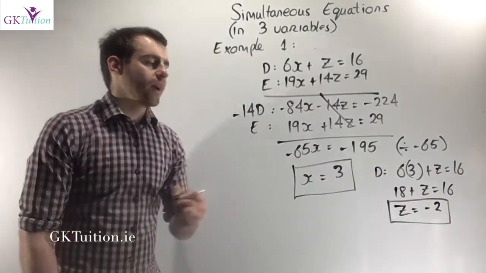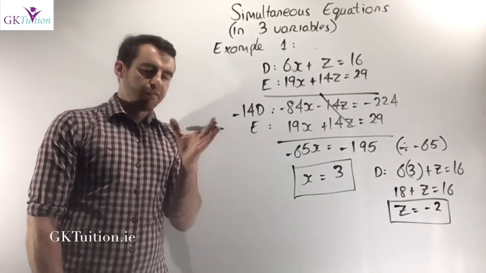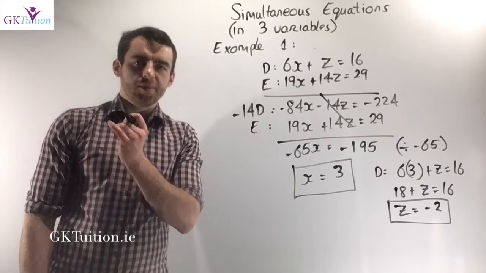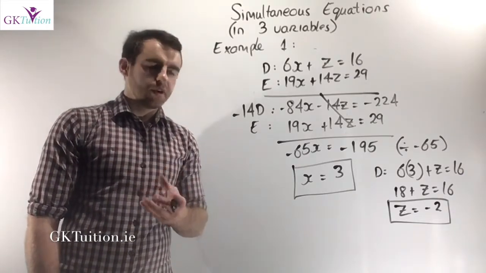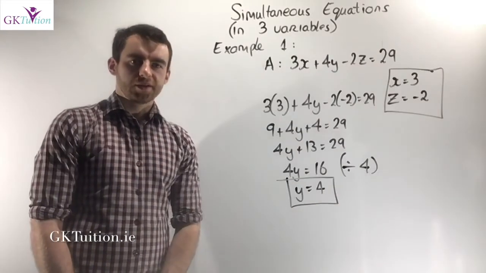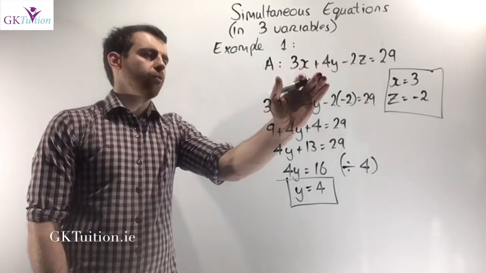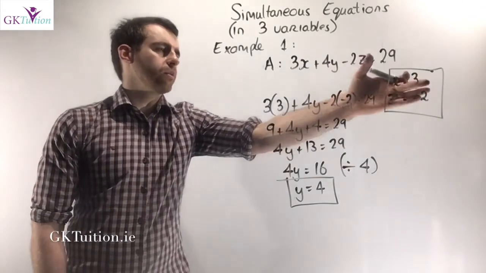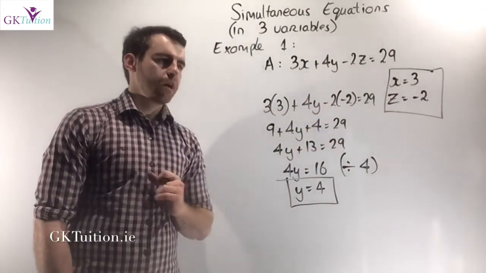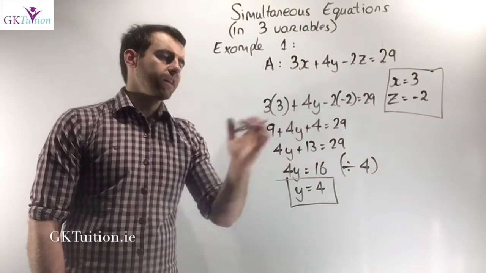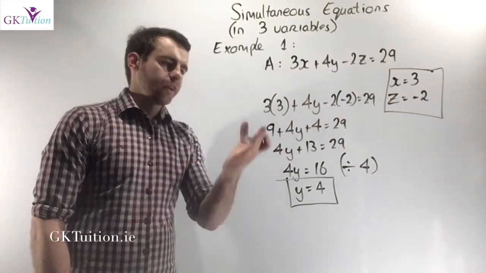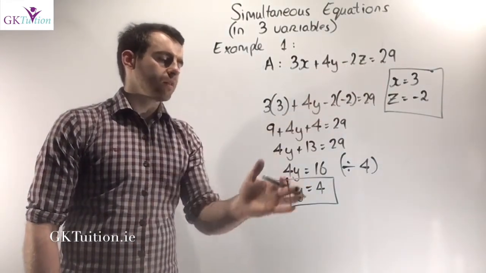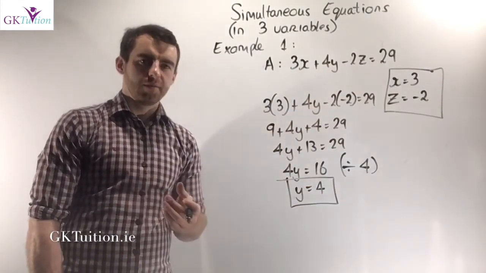So I now have a value for x and a value for z. Once I have a value for x and a value for z, I'm going to look back to either equation A, B, or C, and find the corresponding value for y. Okay, so equation A was 3x plus 4y minus 2z equals 29. But I've now deduced that x is equal to 3 and z is equal to minus 2. So I've simply subbed in x equals 3 and z equals minus 2. It's a basic enough question. I work through it and I end up with y equals 4. So I now have a value for x, y, and z, so that would get me full marks.